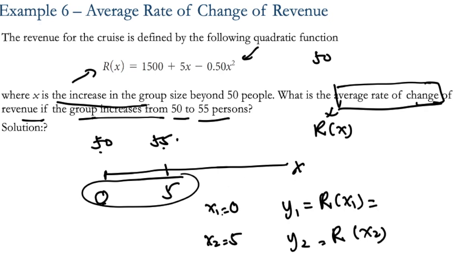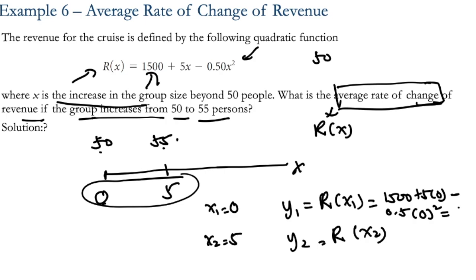Then you calculate. So because you have x1 equal to 0, you just need to substitute back into the revenue function. So you have 1,500 plus 50 times 0 minus 0.5 times 0 squared.